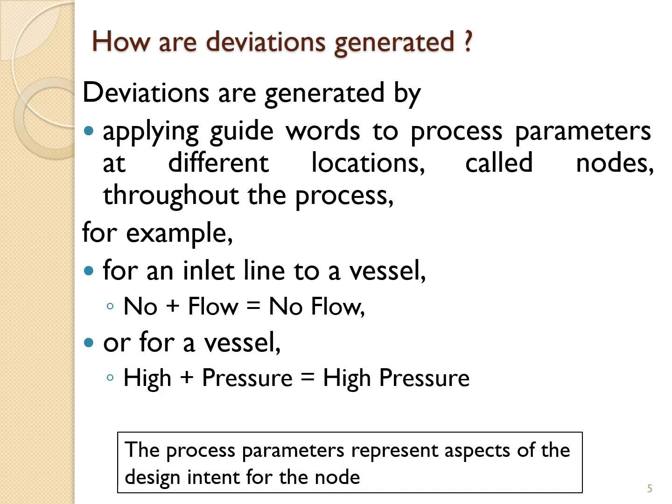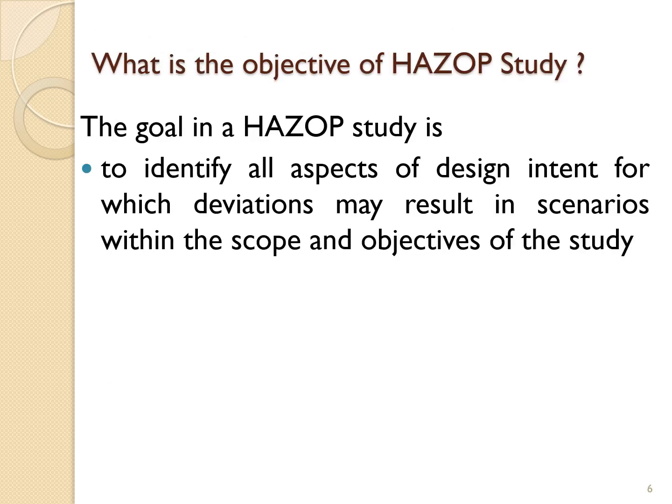For example, for an inlet line to a vessel, no plus flow is equal to no flow, or for a vessel, high plus pressure is equal to high pressure. The process parameters represent aspects of the design intent for the node. The goal in a Hazop study is to identify all aspects of the design intent for which deviations may result in scenarios within the scope and objectives of the study.